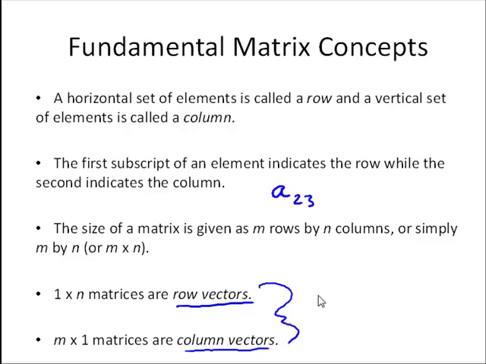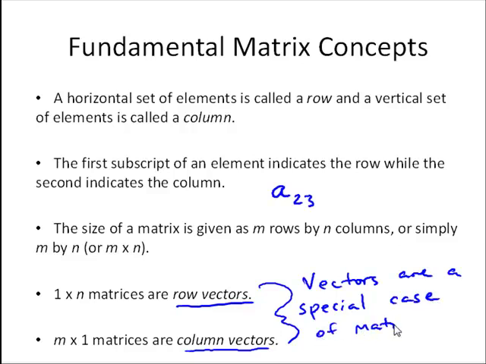So you can think of vectors that we've already talked about as a special case of matrices with only one row or one column. So a lot of the concepts we talked about with vectors are pretty much the same for matrices.